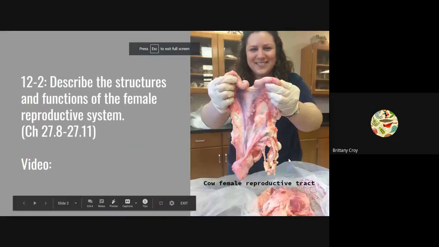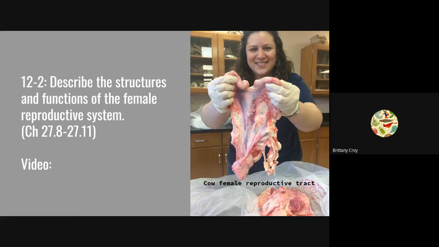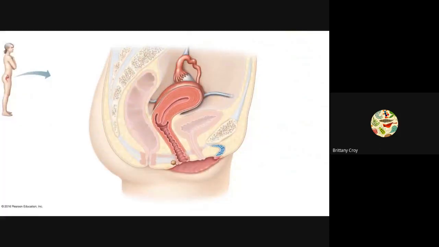Today we're going to talk about Objective 12.2, describe the structures and functions of the female reproductive system. And you can find all these diagrams on Canvas and print them out and kind of fill them in as you watch the video. So here's a view of the female reproductive system.